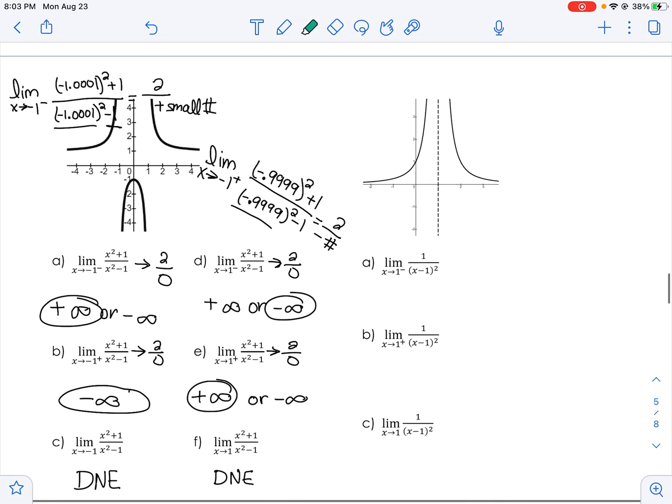Okay. If I'm looking at the graph, just to confirm, answer choice A, as I go from the left side, it is going up towards positive infinity as I approach -1. As I go from the right side, it is going towards negative infinity. Okay, same concept with D and E. So as I approach 1 from the left side, it's going down towards negative infinity. As I approach 1 from the right side, it's going up towards positive infinity. The limits do not equal each other, therefore the limit does not exist.